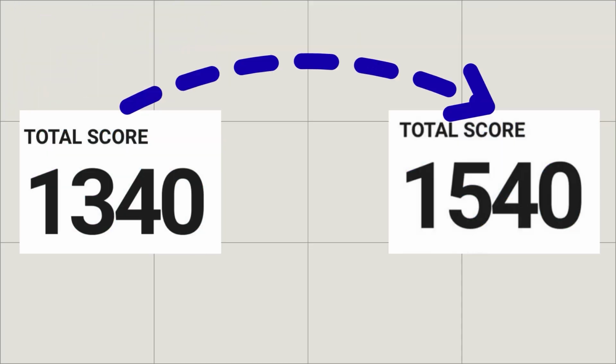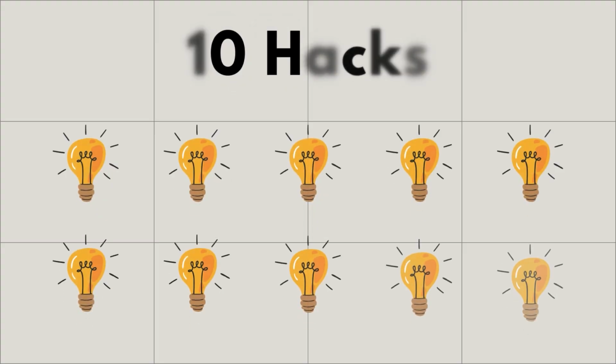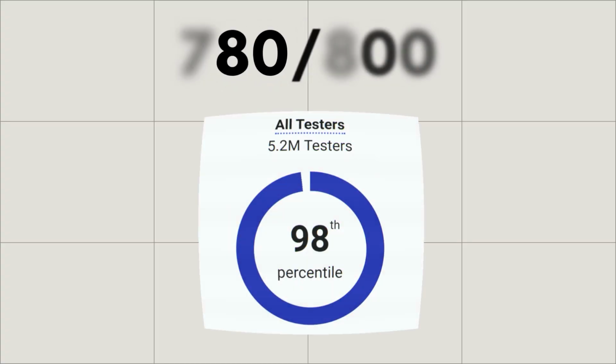Wanna boost your SAT score by 100 plus points fast? These 10 easy hacks helped me score 780 out of 800 in SAT Maths and land in the 98th percentile. So let's dive right in.